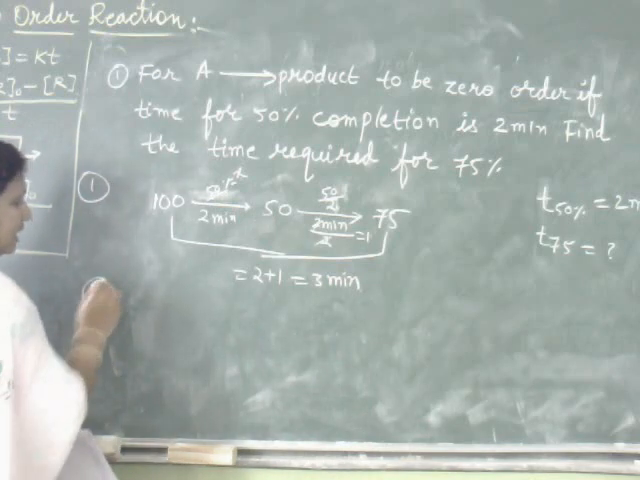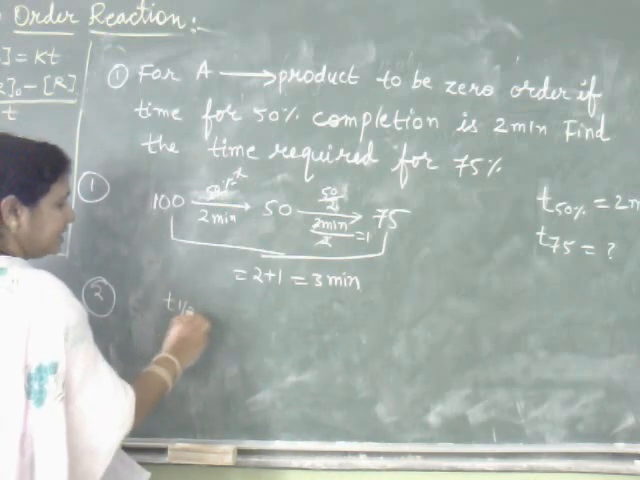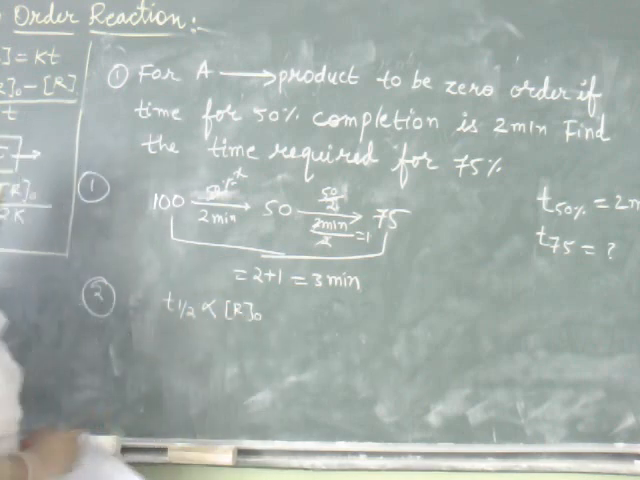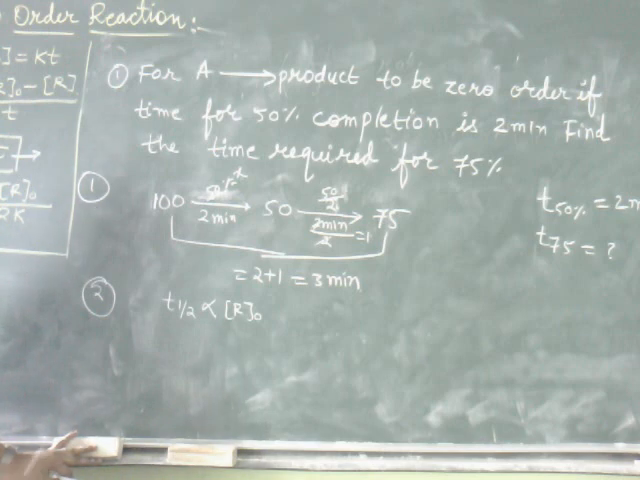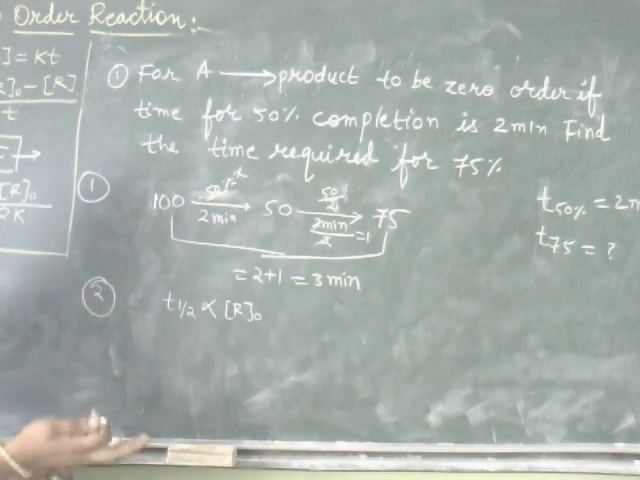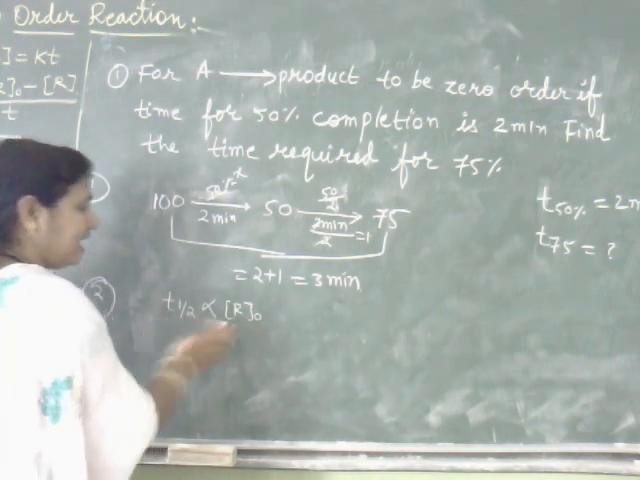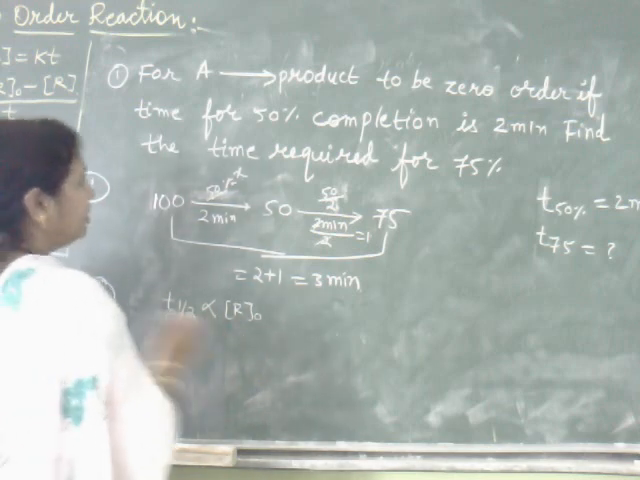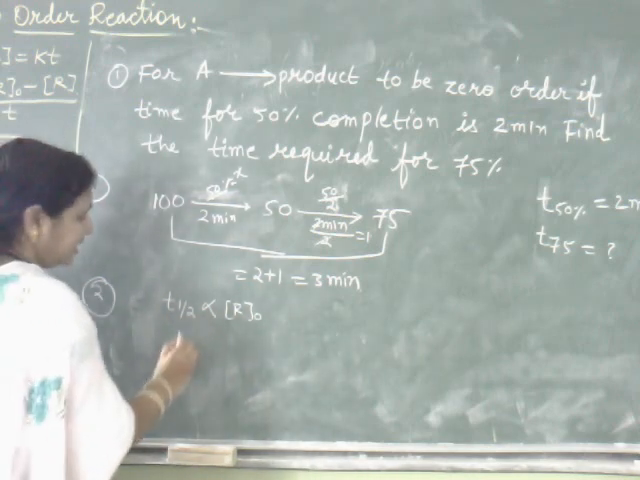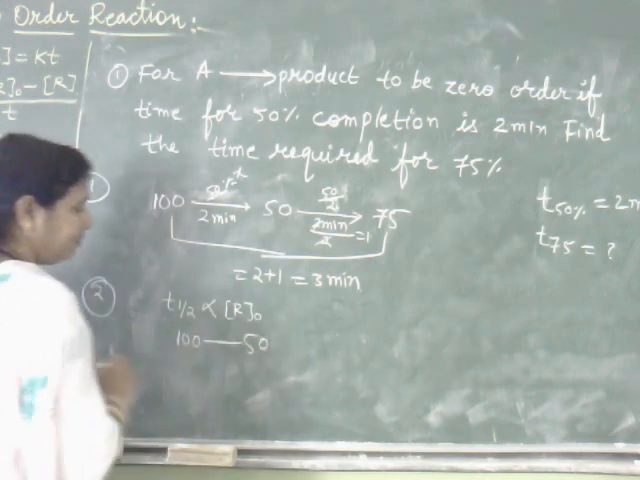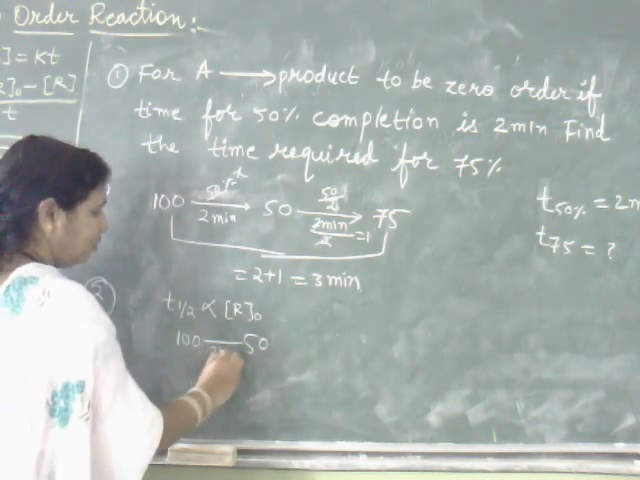The second method is we have T half is directly proportional to R naught. If the concentration of the reactant increases, the T half increases. If the concentration of the reactant decreases, the T half decreases. So in this case, see here, this is 100 to 50 here. Okay, 100 to 50. How much time here? 2 minutes.